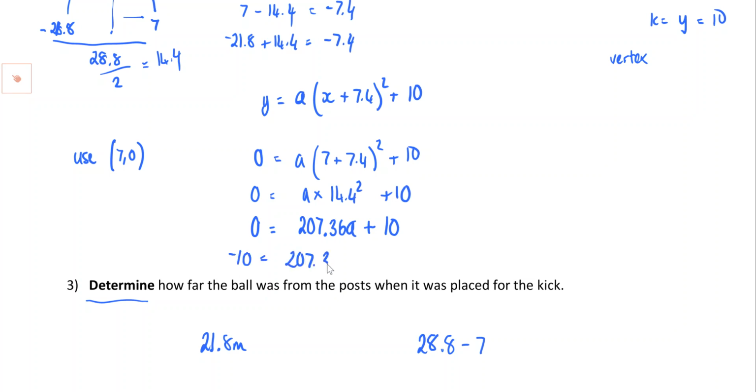And then you divide. So negative 10 divided by 207.36. And what do you get? Negative 0.0. So I've shown that's the case. Any questions on that point? Is that clear about how you can get all the credit for that sort of question?